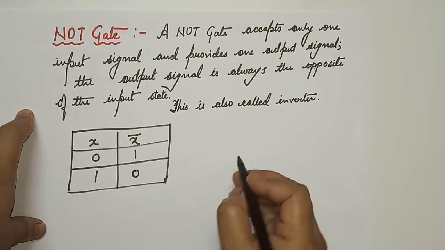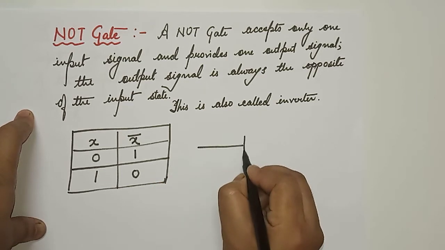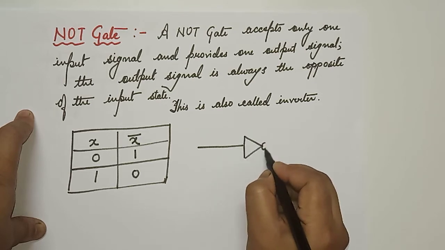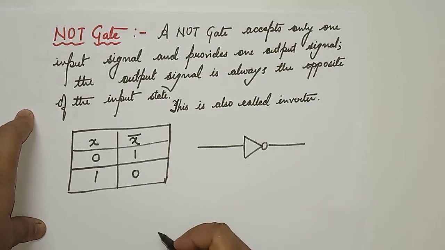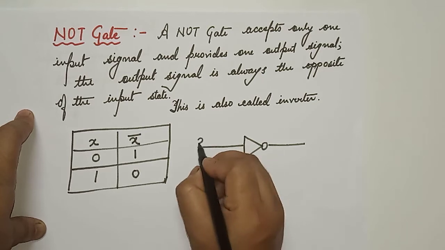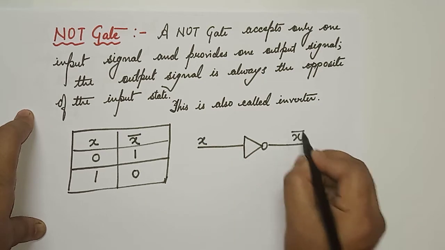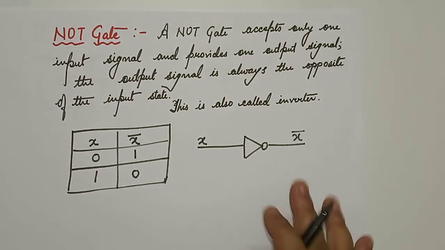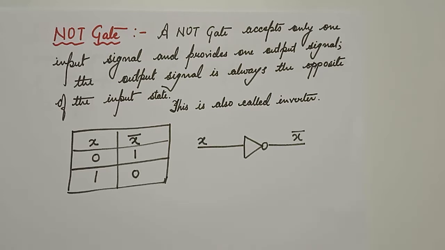The symbol of the NOT gate is this. Let's say we have passed x, so we will get x bar as the answer. So this is the NOT gate. Let us see the next one, that is the OR gate.